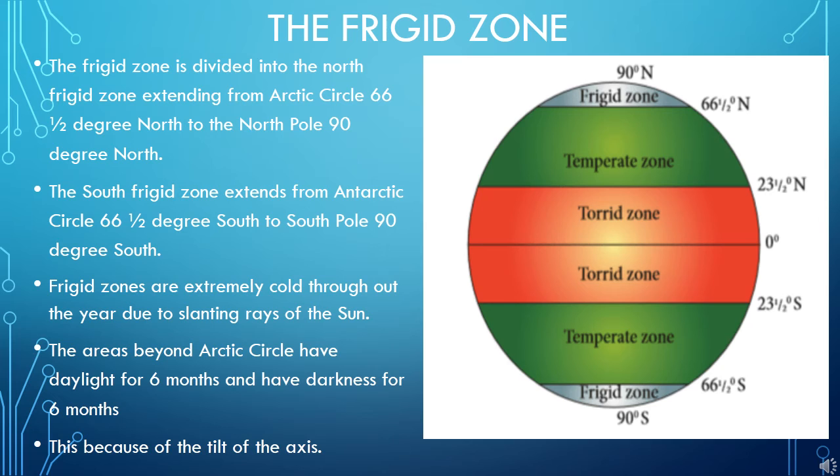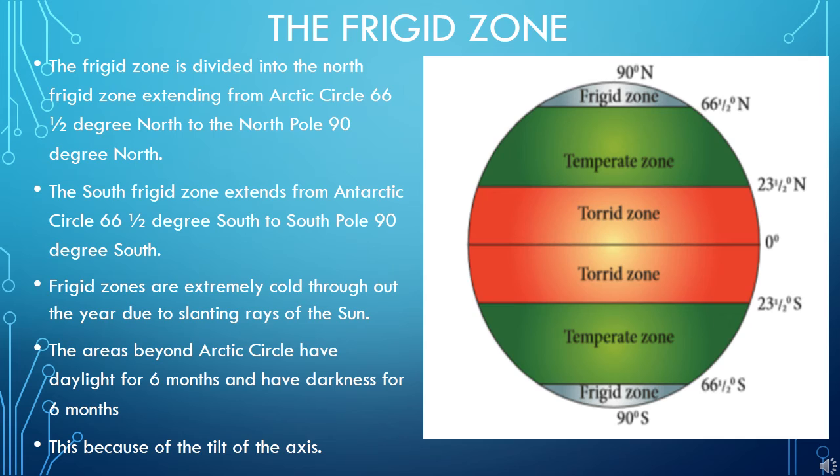You can see at the top and the extreme bottom, that is lavender, or you can say light bluish in color, which depicts the coolness, and so we use this color for showing the frigid zone. The frigid zone is divided into the north frigid zone extending from the Arctic Circle, that is 66.5 degrees north.